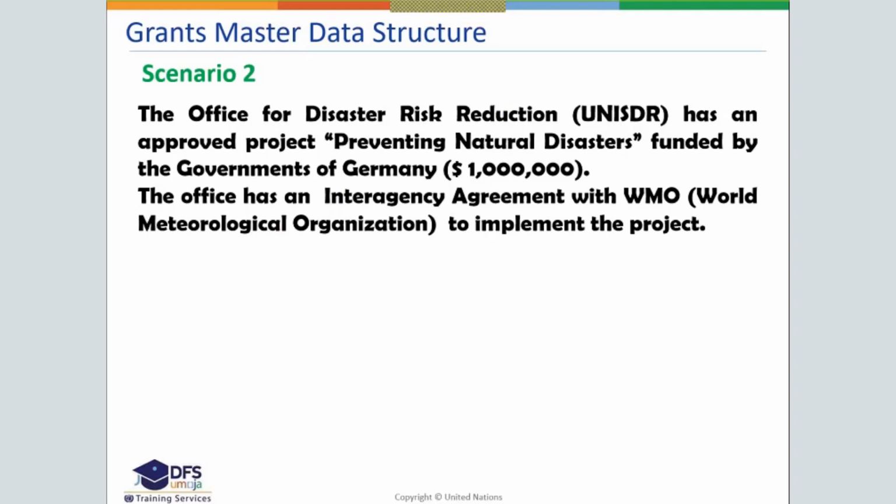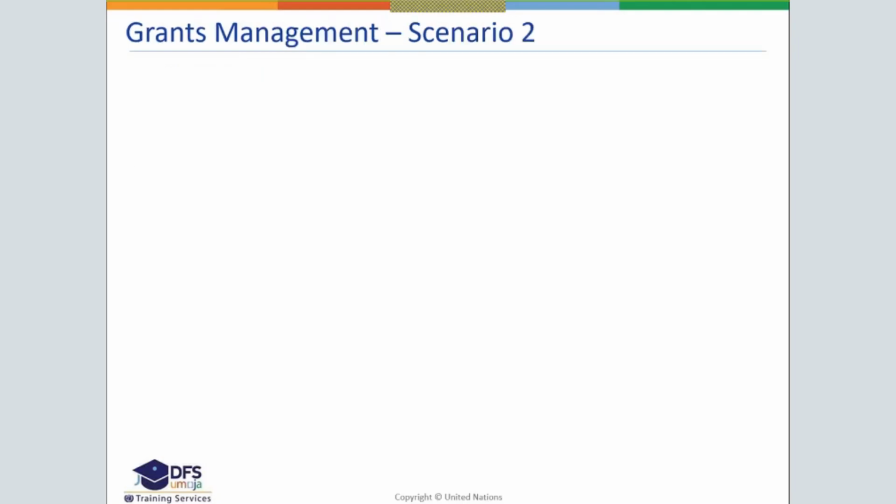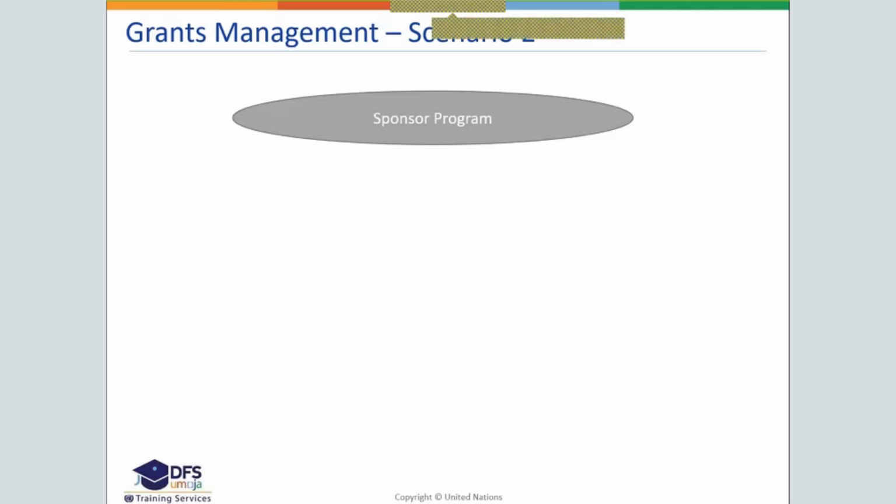Okay? So, I will break the ice again. We will have a sponsor program, the first master data object that we will create in the system, and how many grants will we have here and what type of grants? Any brave student? First question that you have to ask yourself. Do we have quick answers, Danny?